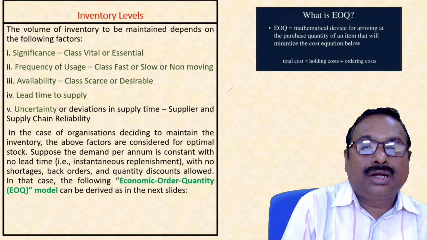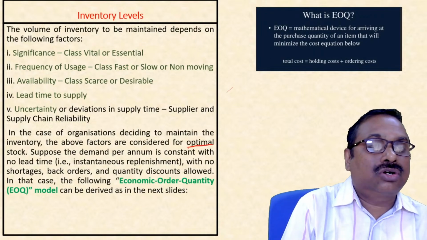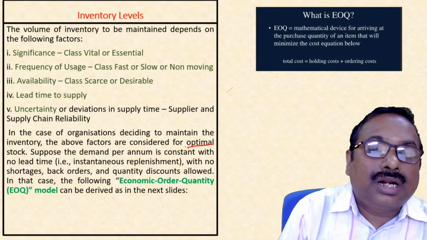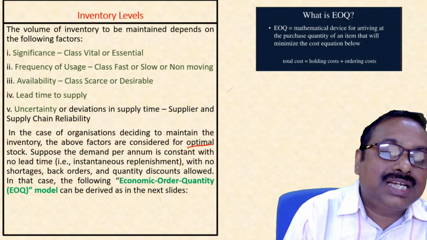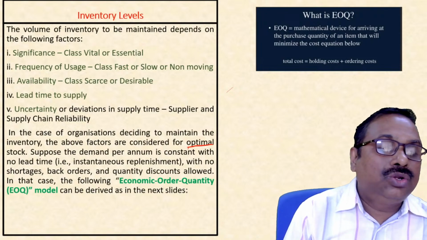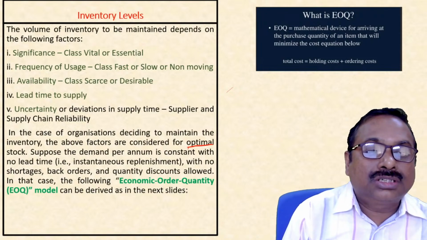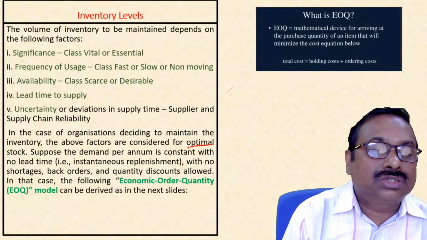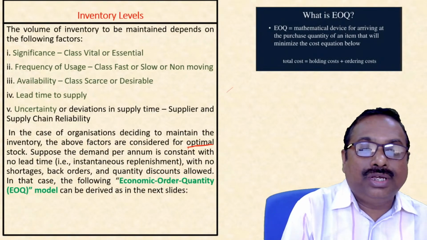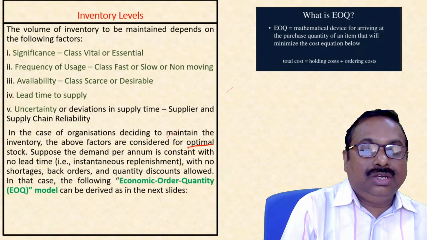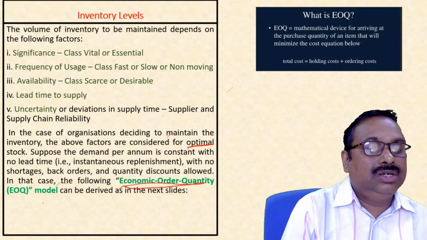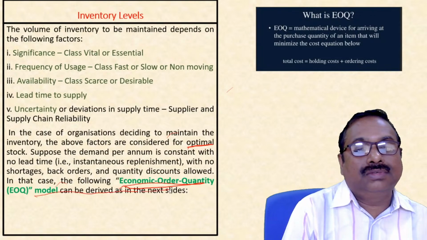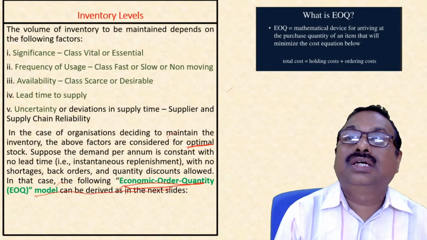This is important: optimal stock. Suppose the demand per annum is constant with no lead time. That means instantaneous replacement with no shortages, back orders, and no quantity discounts allowed. In that case, the following EOQ, economic order quantity, model can be derived. We'll see it in the next one.